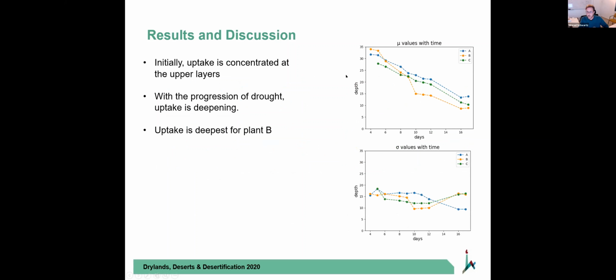So let's look at the results. So here you can see mu, the maximum depth of uptake, as a function of time for the three plants. And you can see that initially water is taken up from the shallow layer of the soil, and with time, it goes deeper and deeper. And you can see that plant B takes up water from the deepest layer. What else we can see is that the width of the uptake is more or less constant. So we don't have big changes in that.